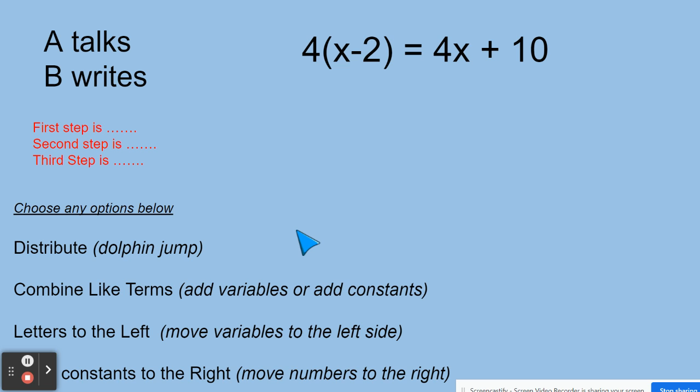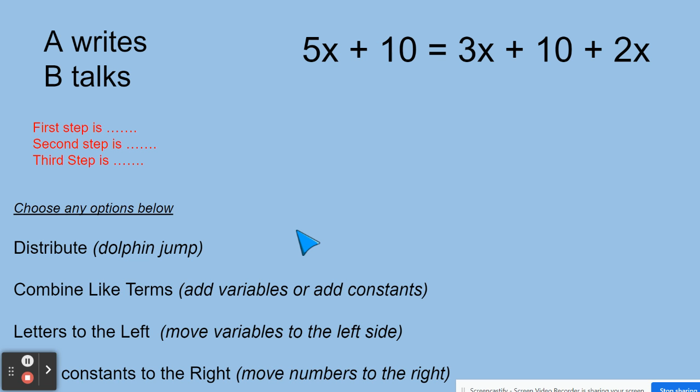Let's keep it going. All right, switch roles, switch roles. A is writing, B is talking. A, write down the question, look at your partner and say, what do I do?